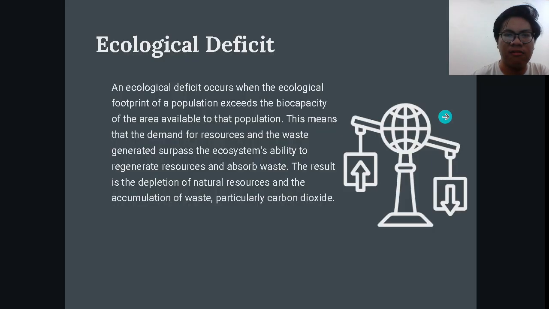skyscrapers. Now, ecological deficit. An ecological deficit occurs when the ecological footprint of a population exceeds the biocapacity of the area available to that population. This means that the demand for resources and waste generated surpasses the ecosystem's ability to regenerate resources and absorb waste. This results in the depletion of natural resources and accumulation of waste, particularly carbon dioxide.